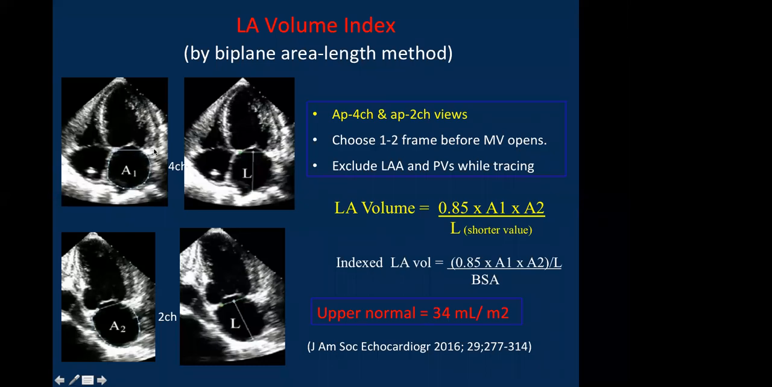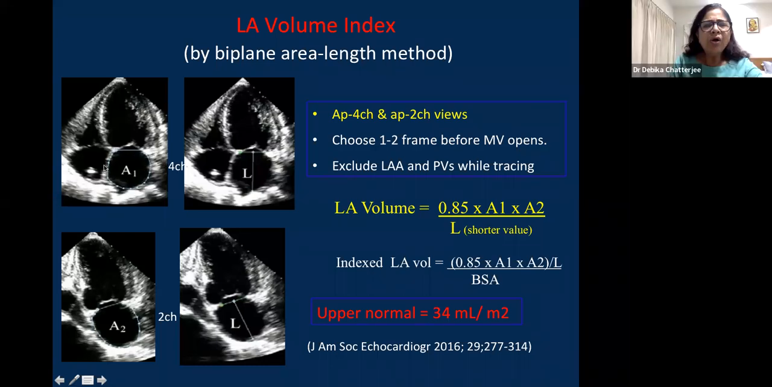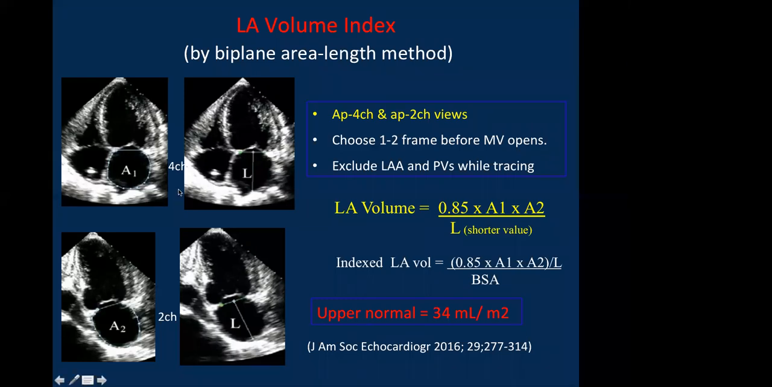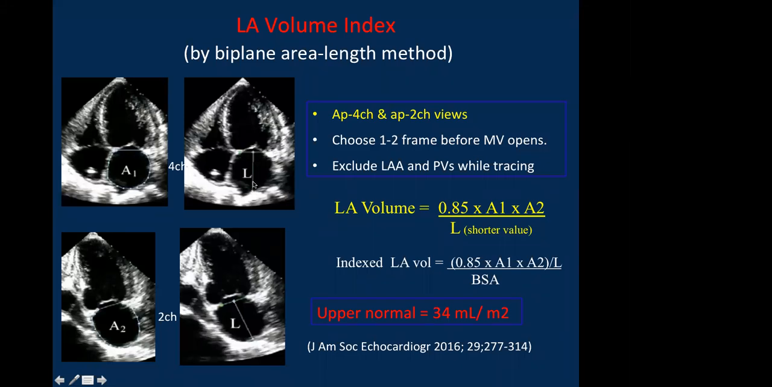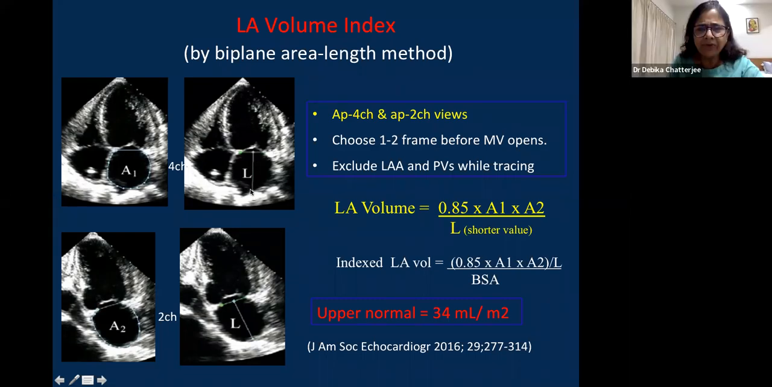So you should be careful not to go inside the pulmonary vein, and also the LA appendage. So here you get area 1, and also you get a caliper. That is the midpoint of the interannular line. There's the maximum diameter for the length. So in apical 4 chamber, you get an area and a length.